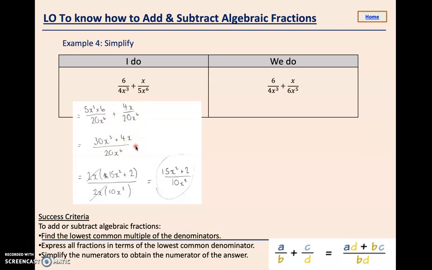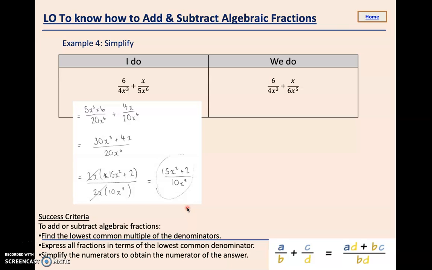So now what I can do is I can factorise. So I know that I can take out 2x from the top. So if I take out 2x from here, I'm going to end up with 15x squared. If I take out 2x from here, I'm going to end up with just 2. So I get 15x squared plus 2. I've took out 2x. I can also take out 2x on the bottom. And that leaves me with 10x to the 5. Because 2x times by 10x to the 5 is going to give me 20x to the 6. So that finally leaves us with our answer. The 2x's cancel and we get 15x squared plus 2 over 10x to the 5.